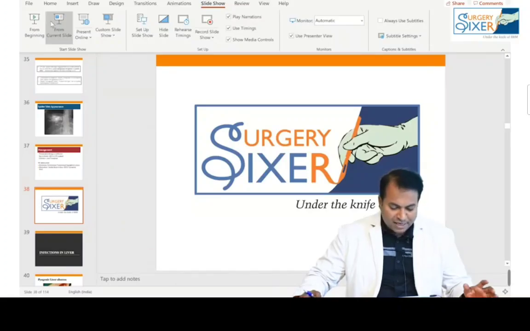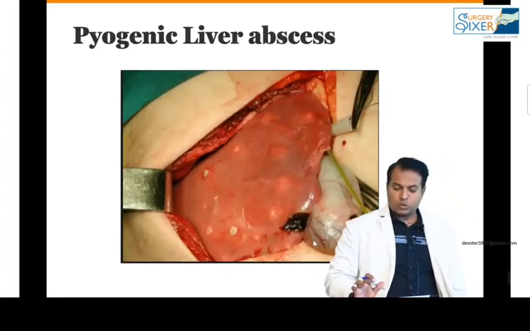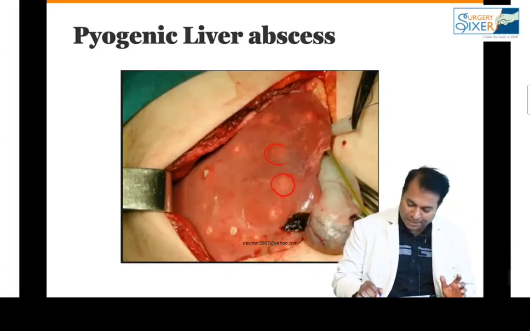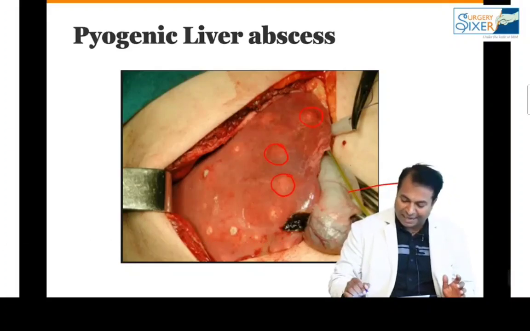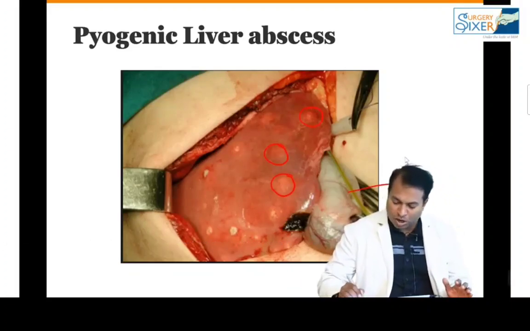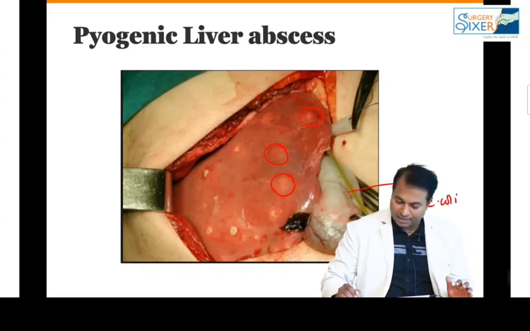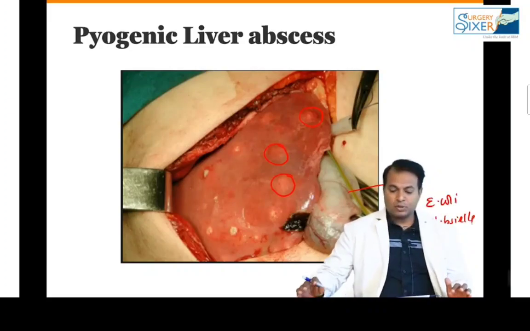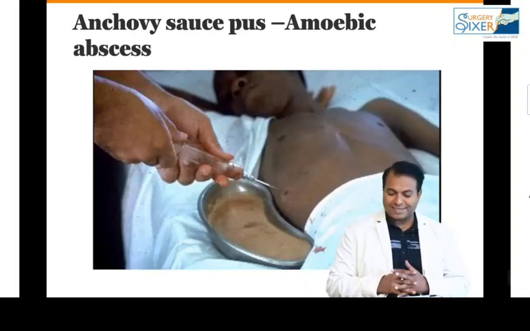Let me show you the PowerPoint images. You should never miss diagnosing these cysts from the picture. So you can see this is a typical pyogenic abscess having multiple macro abscesses. It is probably due to some cholangitis. You can see a tube being put in the bile duct. The most common organism is what? It is E. coli in the world and Klebsiella in India. Okay, so this is a pyogenic abscess. Please don't forget. And this is an anchovy sauce color; you can see anchovy sauce pus.